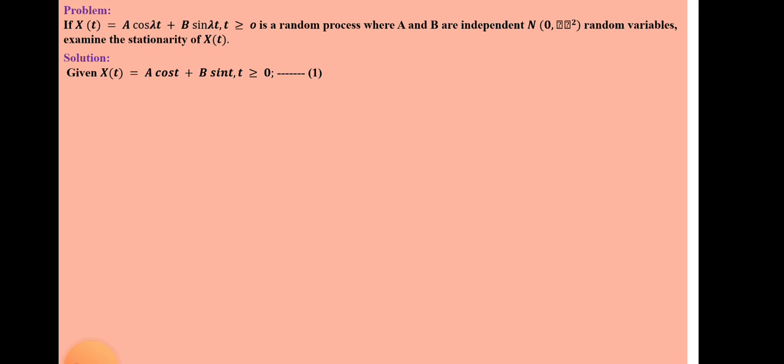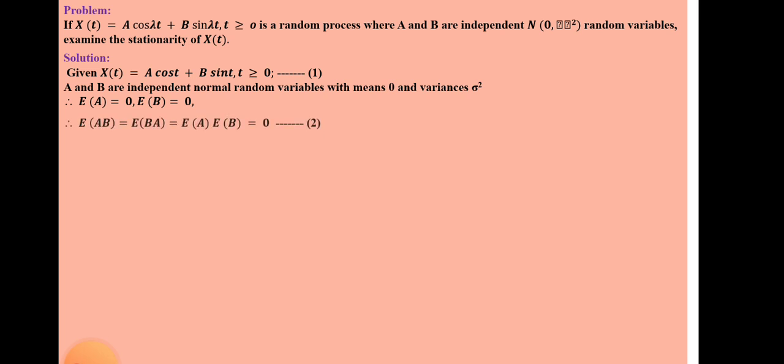Given X of t equal to A cos t plus B sin t, t greater than or equal to 0, that is equation number 1. Here A and B are independent normal random variables with mean 0 and variance sigma squared. Now the expected value of A and the mean of B given is 0. Expected value of A into B, or B into A, because A and B are independent, is expected value of A into expected value of B, both 0, so that is equal to 0. This is equation number 2.